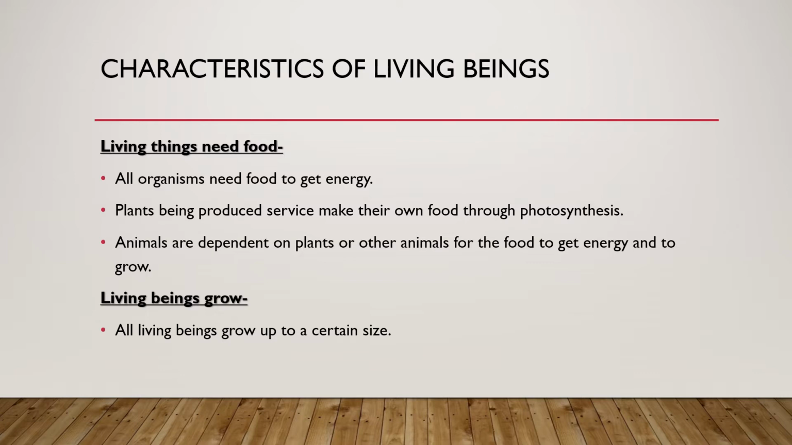The plants are known as producers because they produce food with the help of the process of photosynthesis. And animals are dependent on either plants or animals for their food. Living beings grow. All the living beings grow up to a certain size. Like when a kid is in its infancy stage, the clothes are different from the clothes we wear in our adulthood because we increase in size.